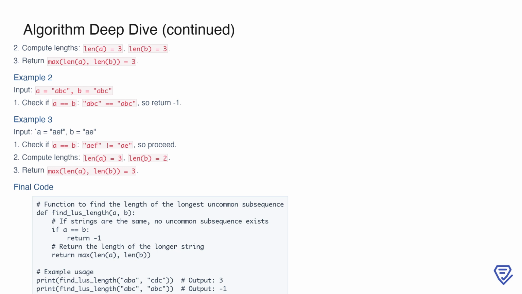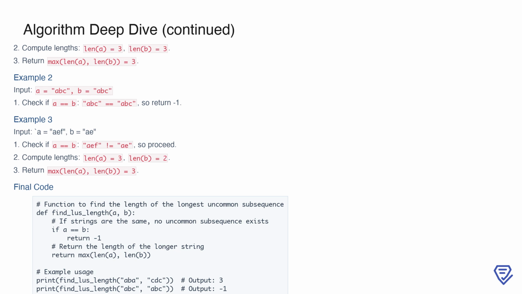Let's walk through some examples to solidify our understanding. For the first example, with inputs A equals ABA and B equals CDC, the strings are not equal. We compute their lengths, which are both 3, and return the maximum length, which is 3. In the second example, where A equals ABC and B equals ABC, the strings are identical, so there is no uncommon subsequence, and we return -1. For the third example, with A equals EF and B equals AE, the strings are different. The lengths are 3 and 2 respectively, and we return the maximum length, which is 3.